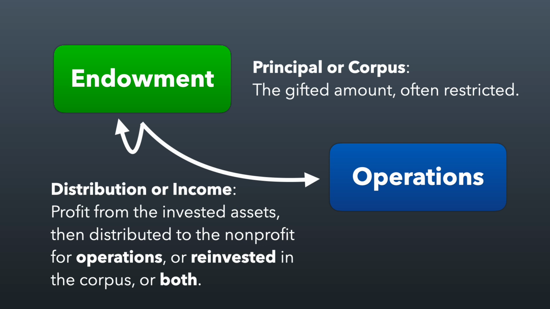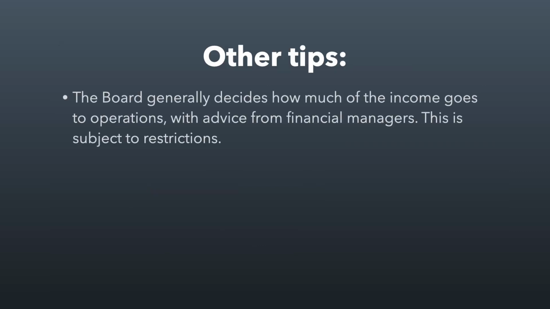Now it's going to be financial professionals that actually manage the financial assets, and that will be overseen by the board of directors. So the board of directors will decide, for example, how much income that's coming out of the endowment goes towards operations, but they do that with advice from financial managers. And the financial managers might say, you know what, the stock market's probably going to be going down in the near future, so you should take out less than you might normally take out, for example. And then obviously what the board decides to do with an endowment is going to be subject to any donor restrictions that were put in place to begin with.